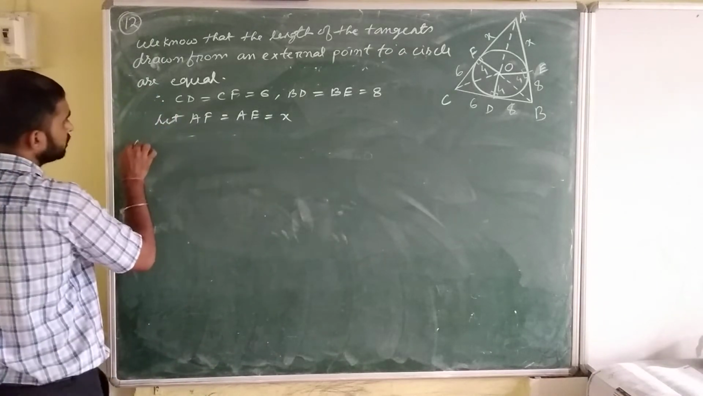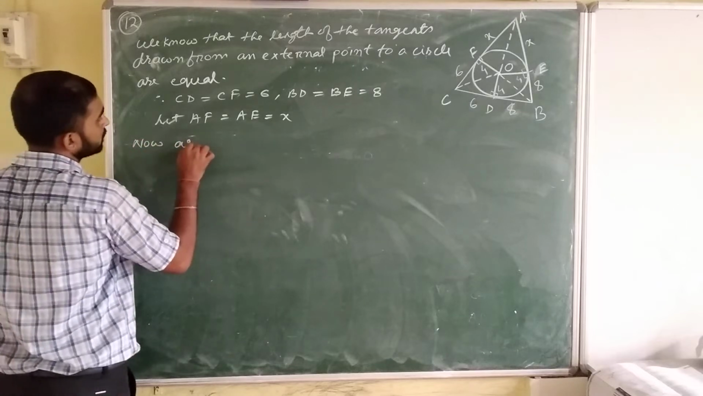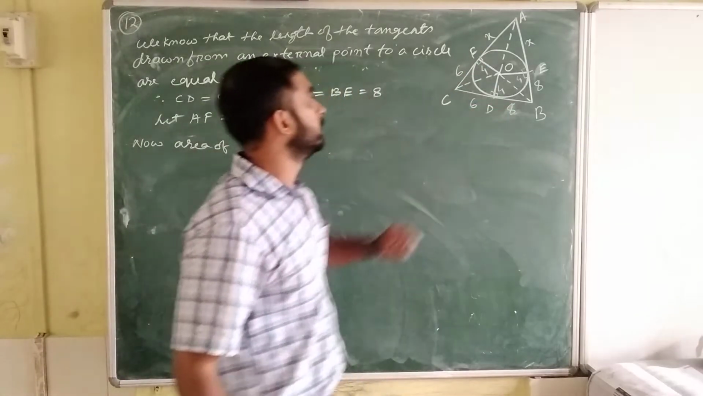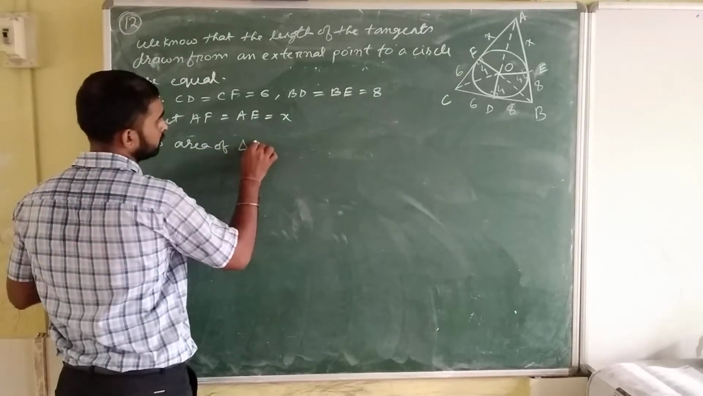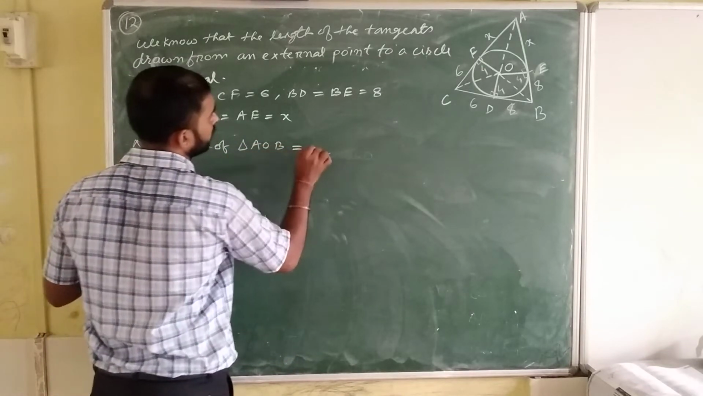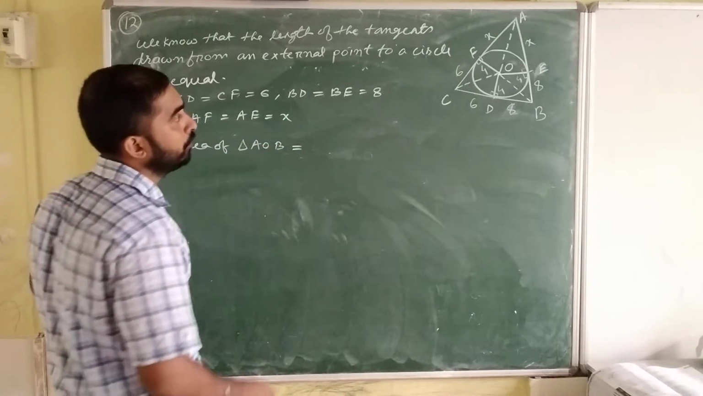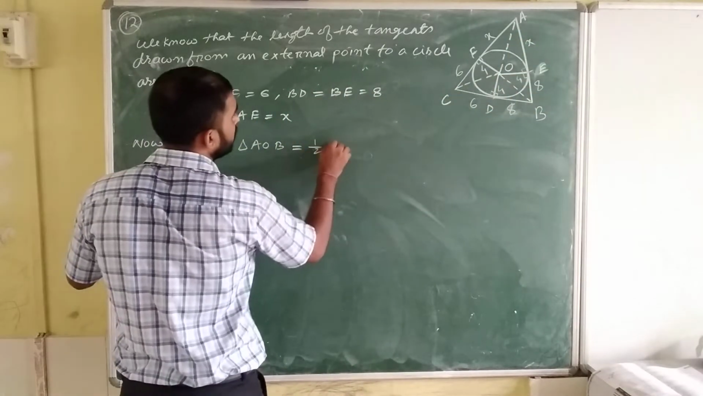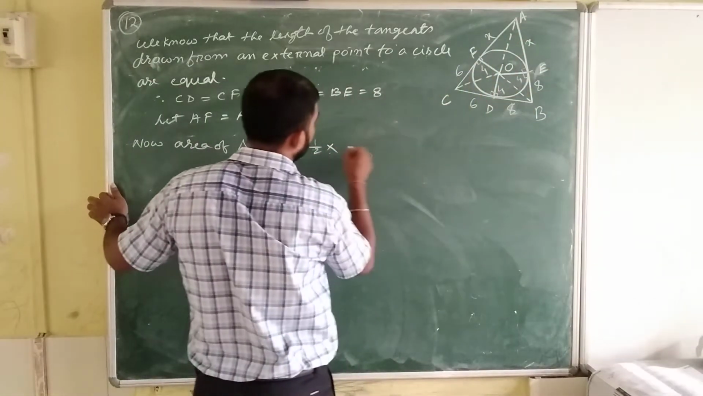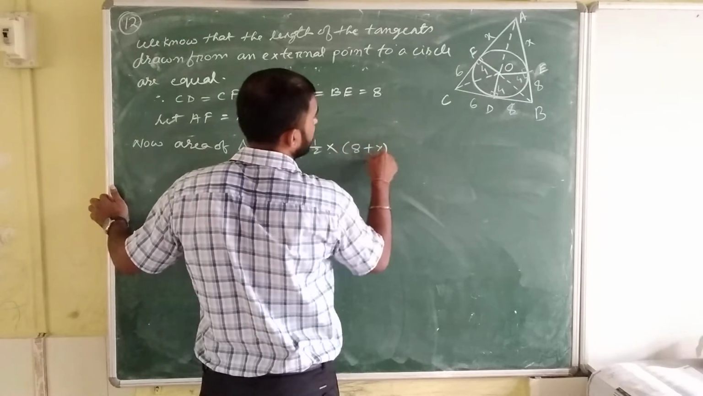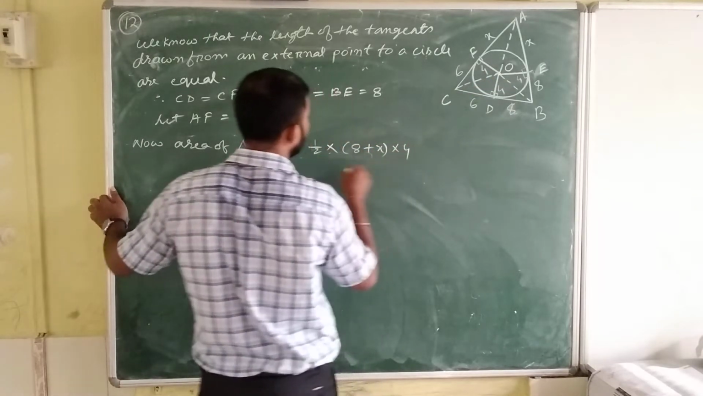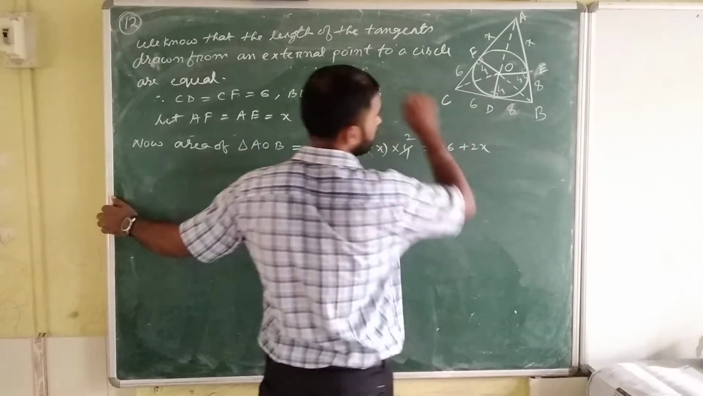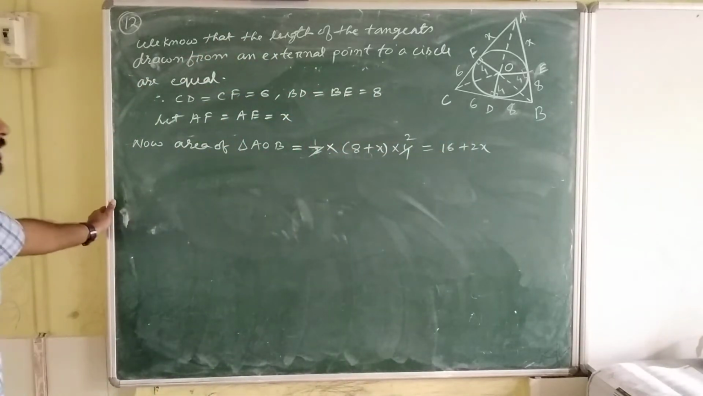Now area of triangle, suppose AOB. Area of triangle AOB equal half into base into height. This is the height, this is the base. So half into base. What is base? 8 plus X. And what is height? Height equal to 4. So 16 plus twice X.